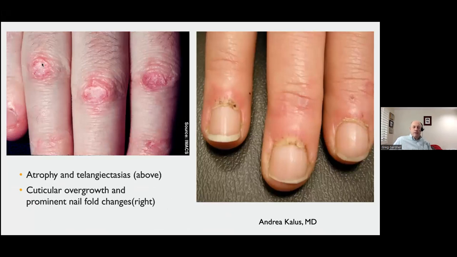So Gottron's papules with atrophy of the skin. And this is from Andrea Kalous, if any of you worked with Andrea in dermatology. She often talks about this. You get the nail fold capillary enlargement. You get prominent cuticular overgrowth, sort of very typical of dermatomyositis.